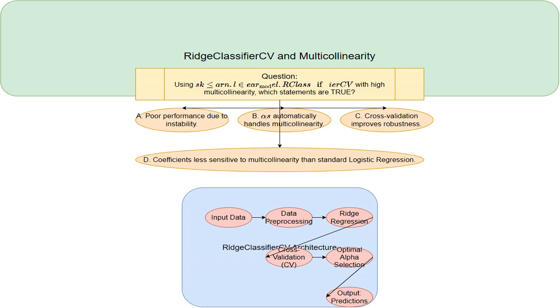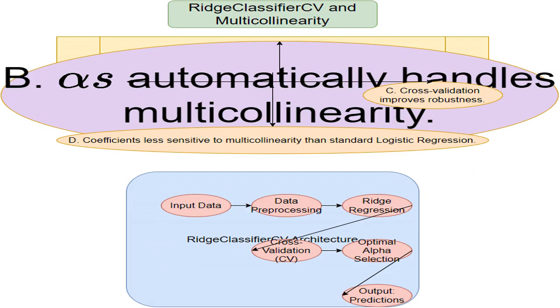Think of it like trying to figure out the effect of sunshine and warmth on ice cream sales. They're related, making it hard to isolate each effect. RidgeClassifierCV is specifically designed to tackle this challenge. I'll explain this.